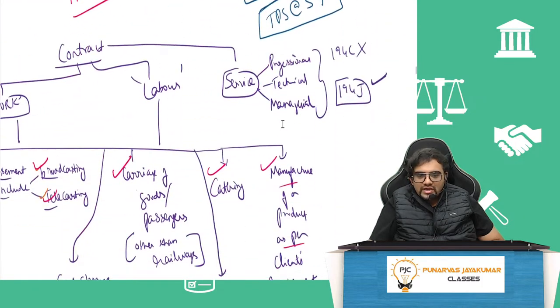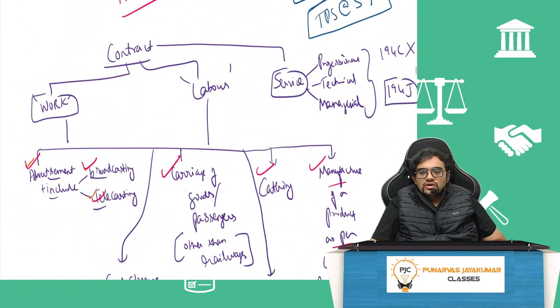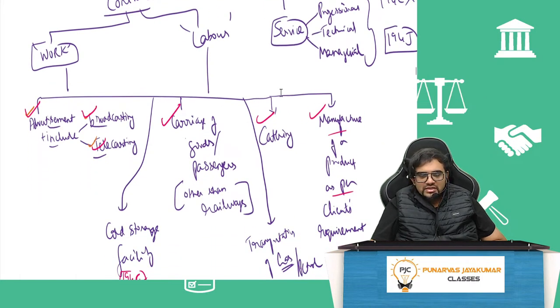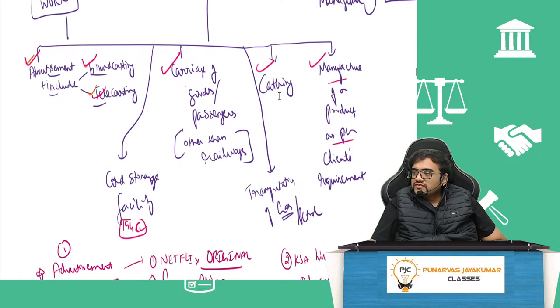Now, what do you mean by contract? Contract can be a contract of work, a contract of labor, or it can be service. Service can be professional service, technical service, managerial service. Professional, technical, managerial service, etc. will not come under 194C, it will come under 194J. But as far as work and labor is concerned, it will include everything. Advertisement, it includes broadcasting, it includes telecasting. Cold storage facility, which we saw in specified business under 35AD, that also will come under this.